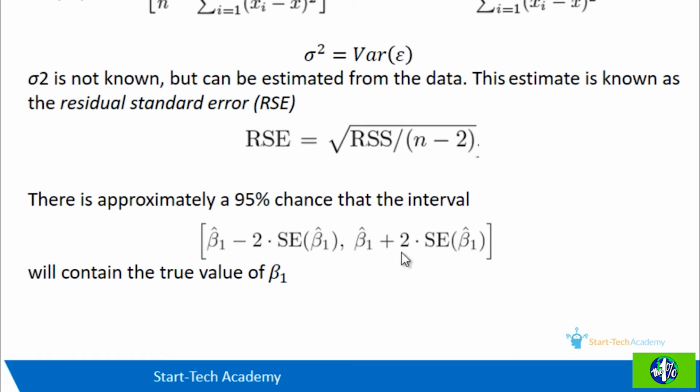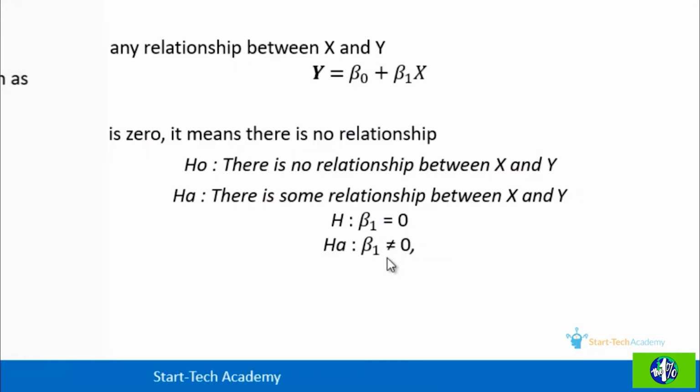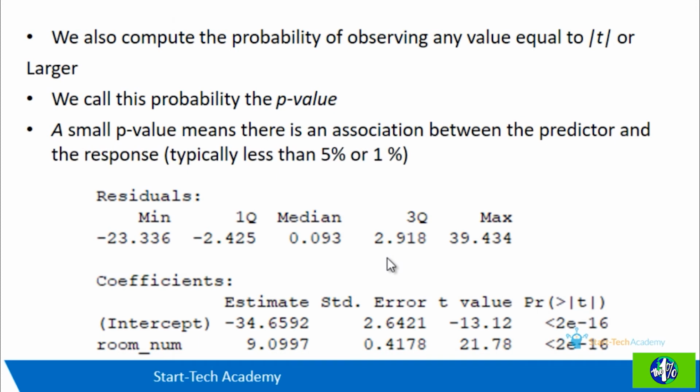So this interval is giving you that the estimated betas that you have here can be used to make this statement that the true regression coefficients will lie in an interval given by this standard error.